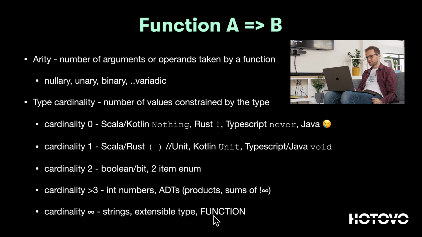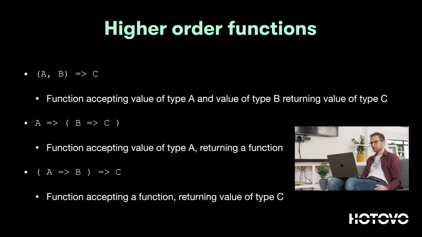Also a function, or an extensible type. If I'm returning some type or a class from a function that is extensible, there can be an infinite number of types that inherit from the type. And the same applies to a function. If we have a function signature, which is like an interface for a function, there can be an infinite number of implementations for that function. We're going to mostly focus on the arity here when we talk about currying and curried functions.